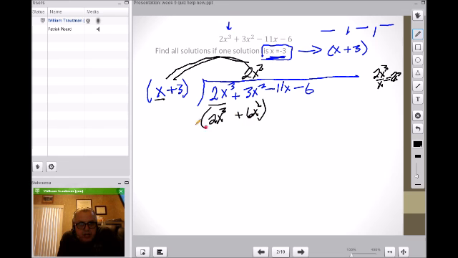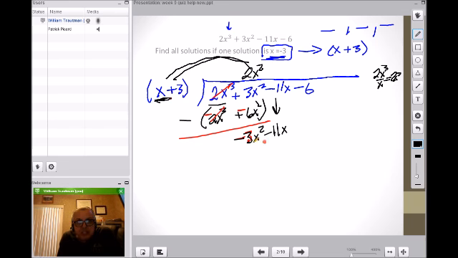Then we subtract, and when we subtract, we change the sign of each term inside. The minus changes this plus to a minus. The minus changes that plus to a minus also. 2x cubed minus 2x cubed cancel. 3x squared minus 6x squared is a negative 3x squared. Bring down the next term.